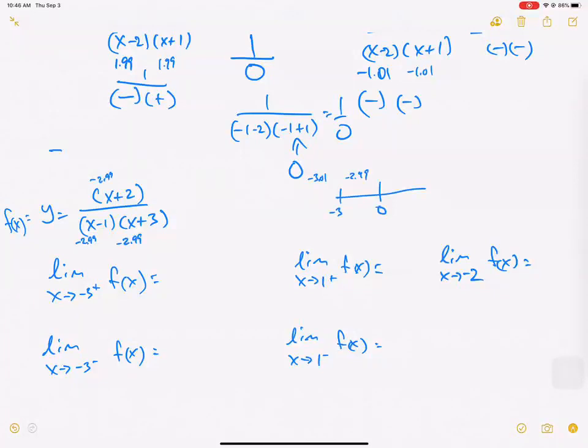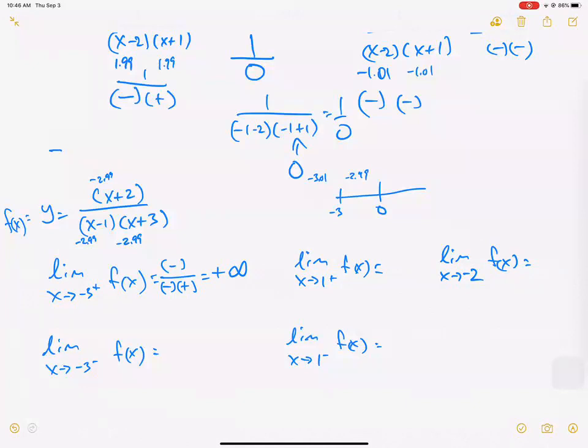What happens to all the signs? On top, -2.99 plus 2 is going to be negative. You guys agree with me there? -2.99 minus 1 is still negative. But -2.99 plus 3 is actually positive. We have negative, negative, positive. It's going to be positive infinity. It's just a feeling, and I can guarantee you it will go to positive infinity.